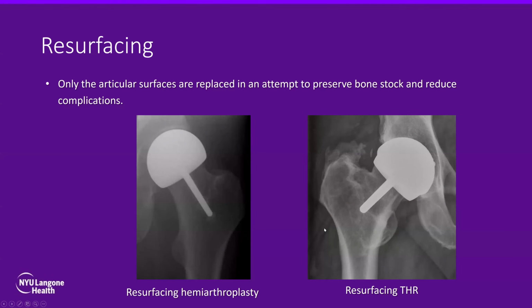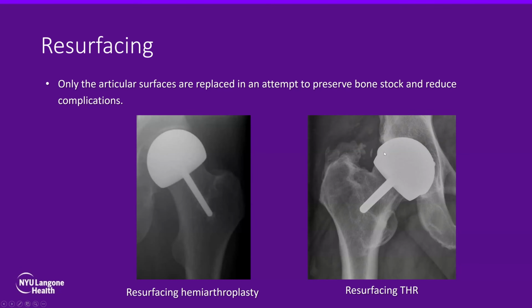Another concept that we see in the hip is resurfacing. Resurfacing is similar to arthroplasty. The only difference is that it only has this small peg in the femoral neck. It doesn't have a long stem. So it's better than arthroplasty because we basically save the femoral neck, and obviously all of the complications of the femoral stem are not here.